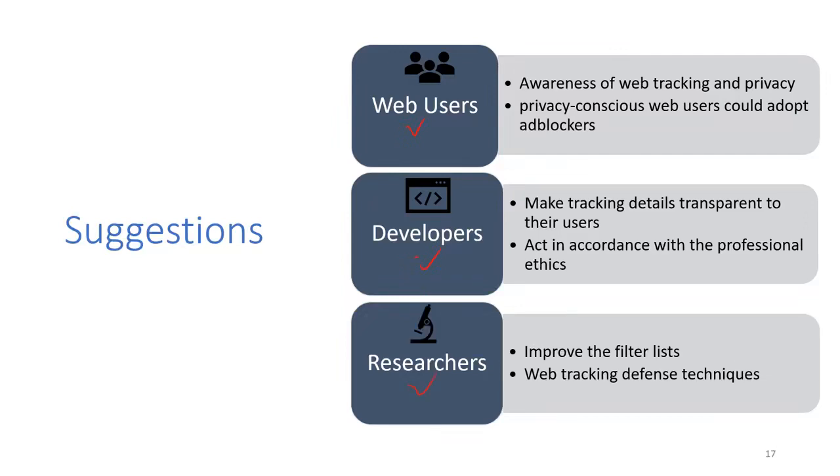And for researchers, we expect to see some improvement on the filter lists, which is one research direction. Some people use machine learning to improve the performance of filter lists. And we would also like to see some web tracking defense techniques proposed to better protect web users.